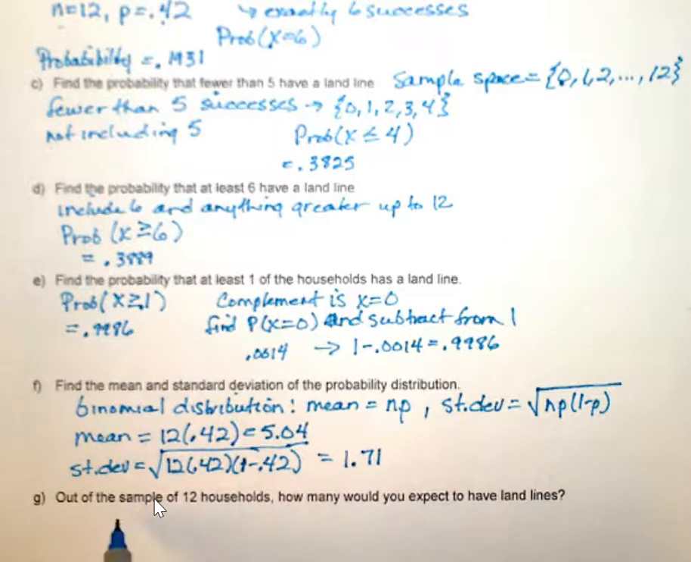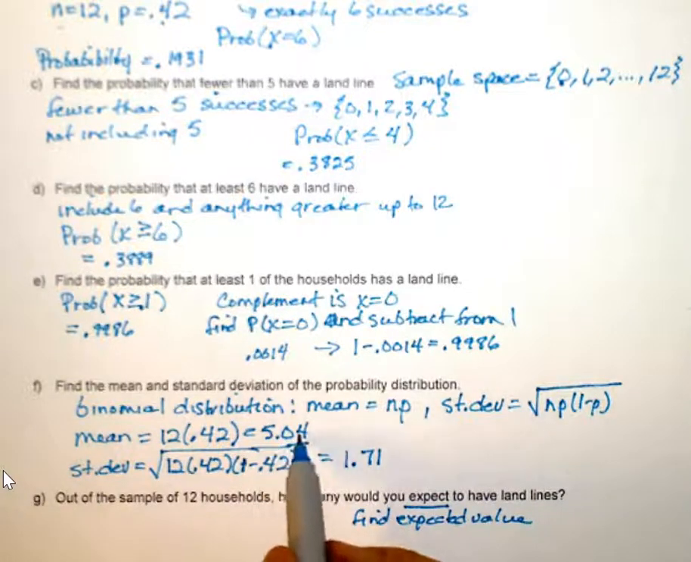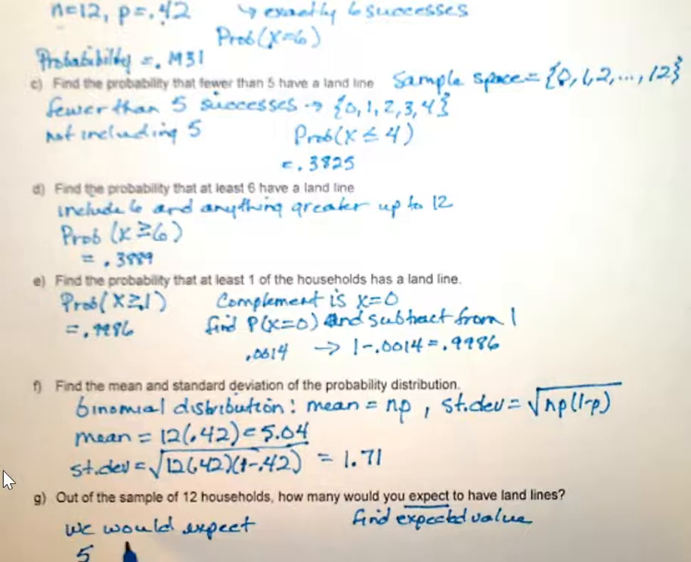But the last question for this one is, out of the sample of 12 households, how many of them would you expect to have landlines? The key word in here is expect. What that means is it's asking us to find the expected value. The expected value for a probability distribution is the same as the mean, so we already found it up here. Now, the way they ask this question is talking about how many households, so we want to round this to the nearest whole number, which would be 5. Out of the 12 households, we would expect 5 of them to have landlines.